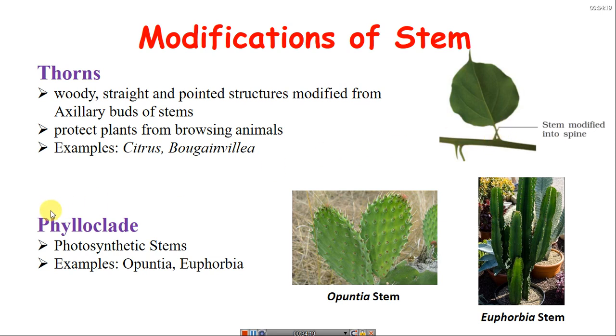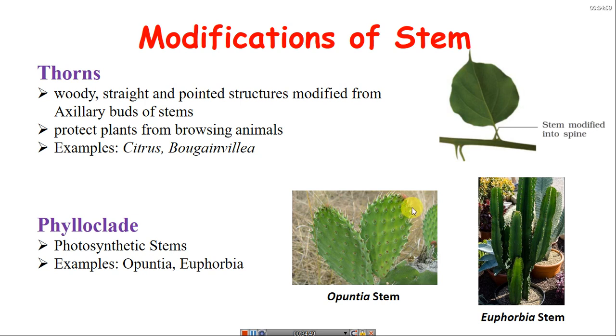Now another modification is phylloclade. Phylloclades are photosynthetic stems. As I told you earlier, sometimes stems are green and they carry out photosynthesis. So this is the example where the stem is capable of carrying out photosynthesis. Phylloclade, the stem looks like a flattened structure that bears nodes, where you can see leaves and inflorescence arising out of these nodes.